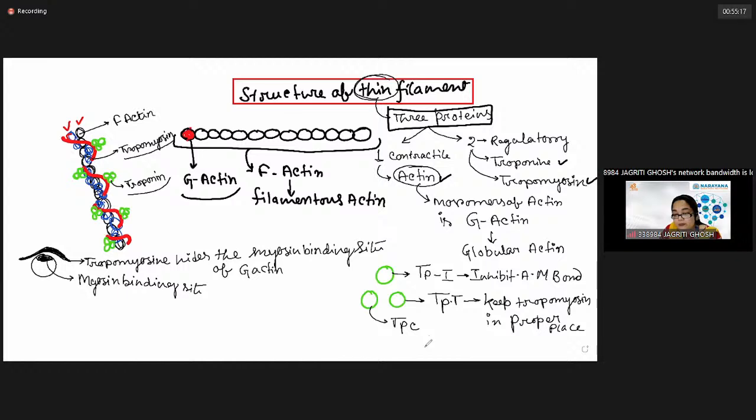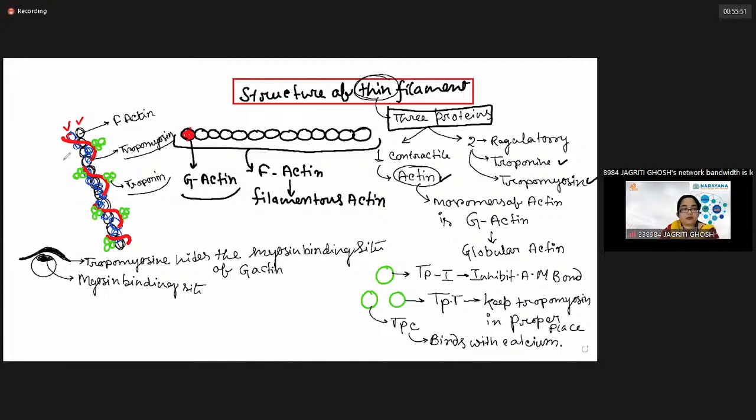Thirdly, TPC binds with calcium. This function we will discuss in the next class, but for now write down: binds with calcium. So I am giving you a last idea about what I just said.